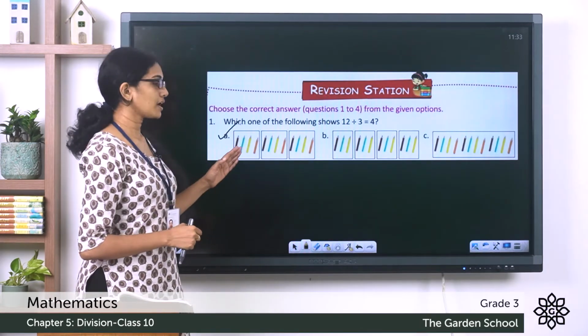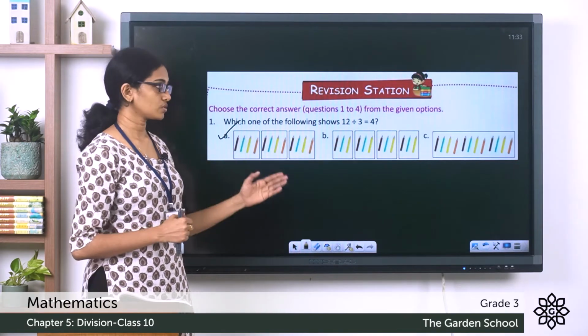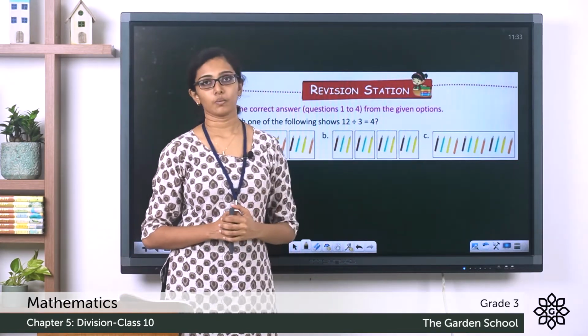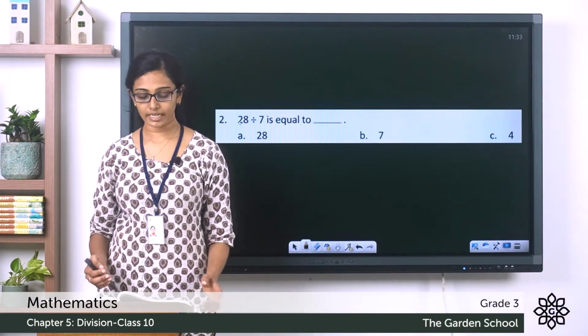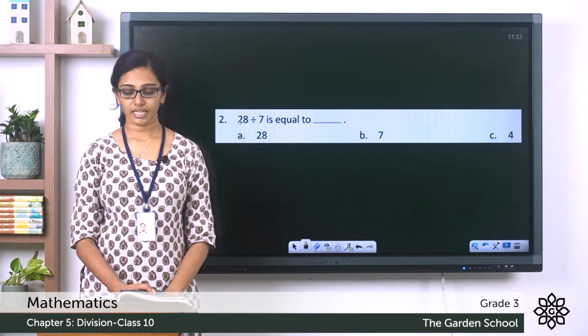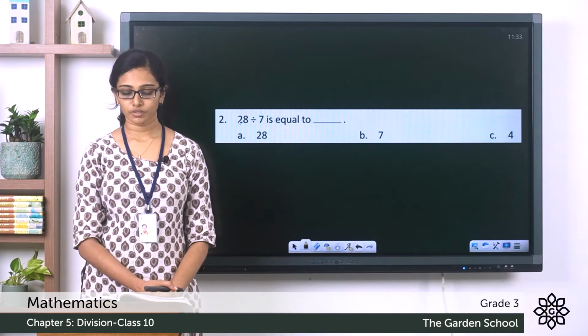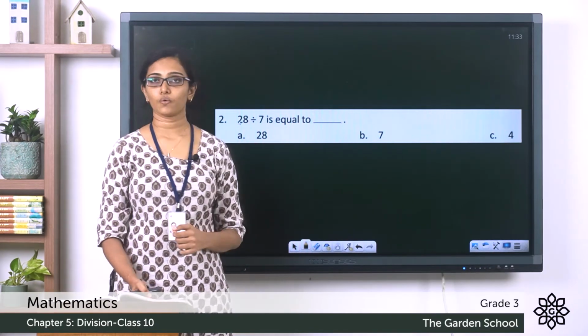So this is 12 divided by 3 is equal to 4. This is 12 divided by 4 is equal to 3. And this is 12 divided by 1 is equal to 12. Clear? Now the second question. 28 divided by 7 is equal to. And the first option is 28, second is 7 and option C is 4.